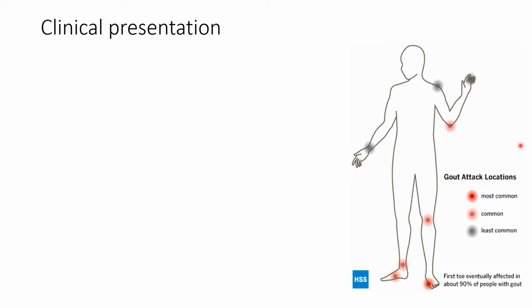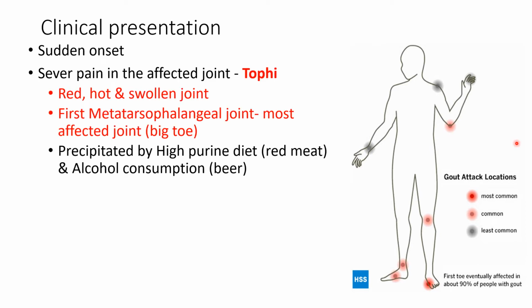Now we will see how patients with gout present. Usually it is a sudden onset. So the patient will be apparently normal but suddenly comes with a severe pain in the affected joints. Once there is accumulation of these urate crystals, it is going to damage the synovial membrane, thereby causing inflammation and swelling. Once we have inflammation, there will be redness and temperature increases.